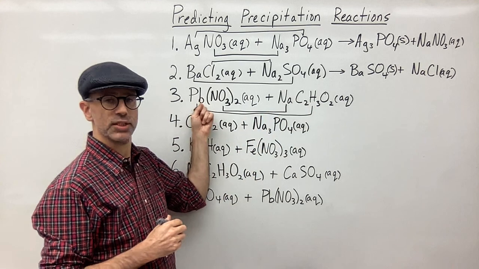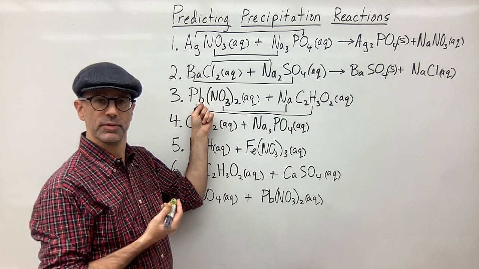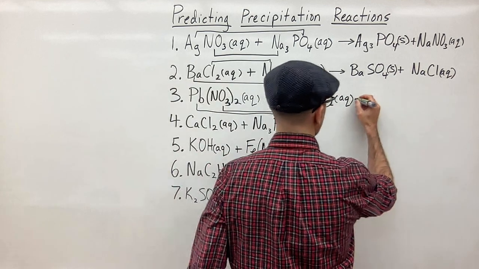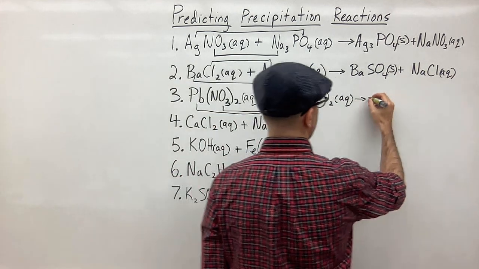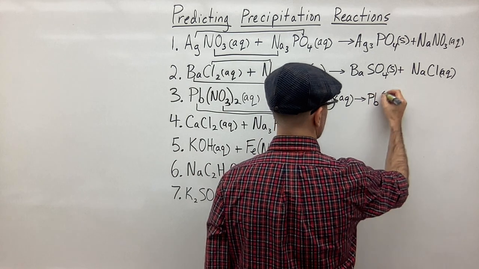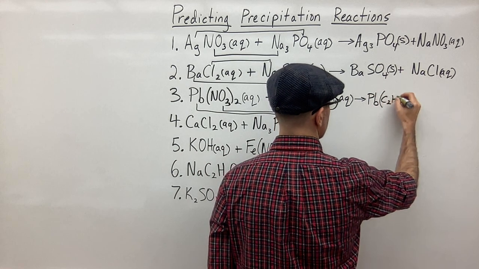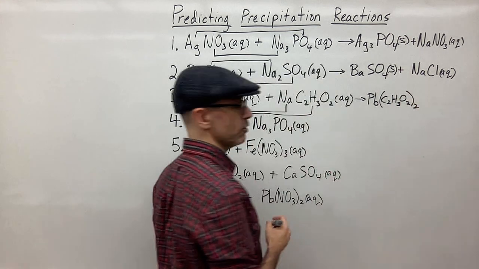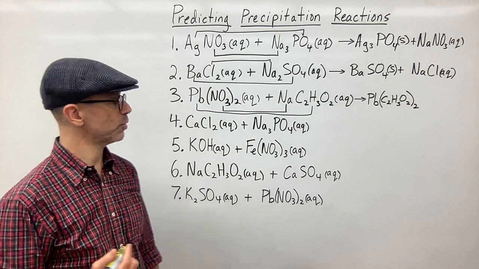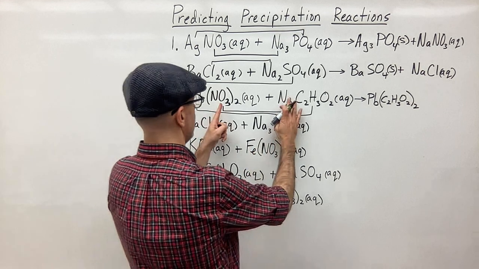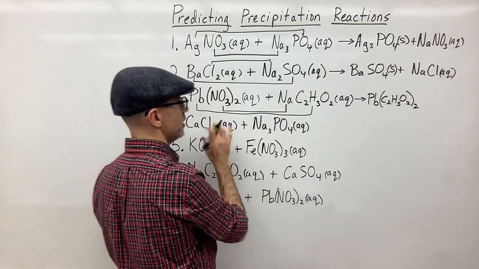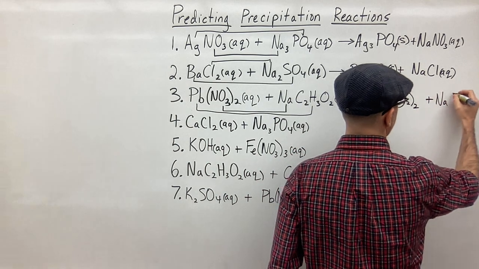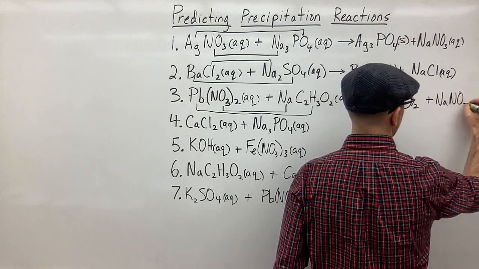So to balance the +2 on the lead-2 ion, we need 2 of these. So when we form our product, we're going to have Pb and then C2H3O2 with a 2 on the outside. So that's one possible product. And now we're going to do the inside ion, sodium with nitrate, and we're going to get NaNO3.